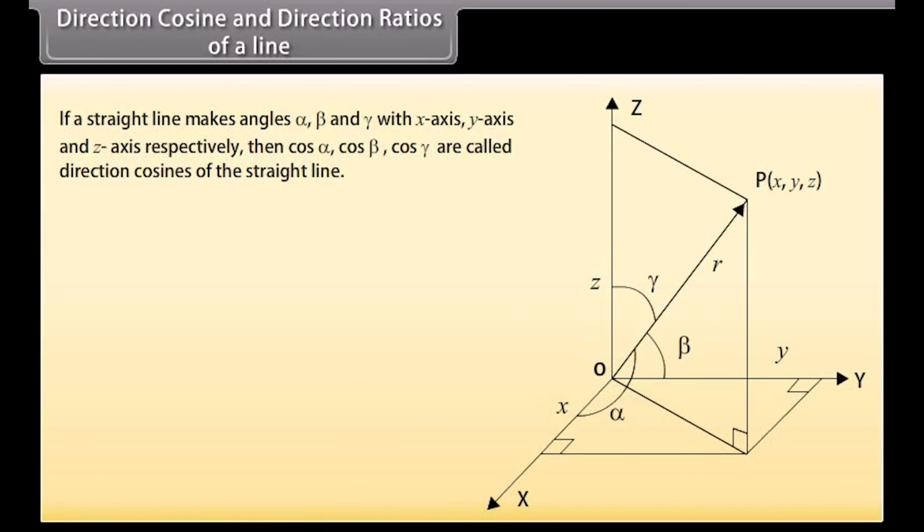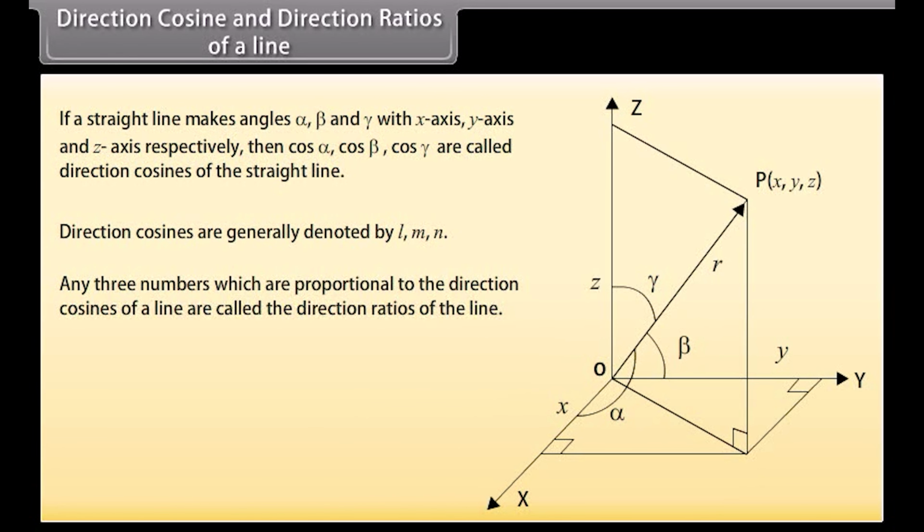Direction cosine and direction ratios of a line. If a straight line makes angles alpha, beta and gamma with x-axis, y-axis and z-axis respectively, then cos alpha, cos beta, cos gamma are called direction cosines of the straight line. Direction cosines are generally denoted by L, M, N.